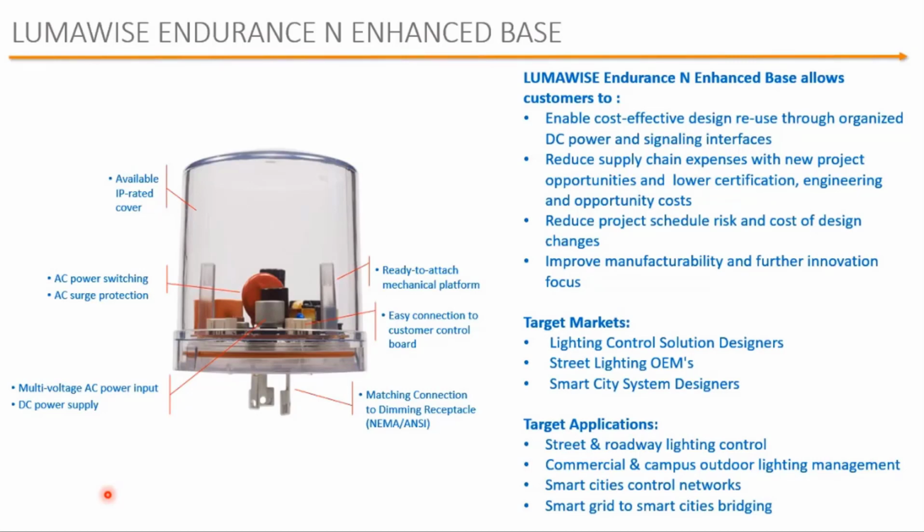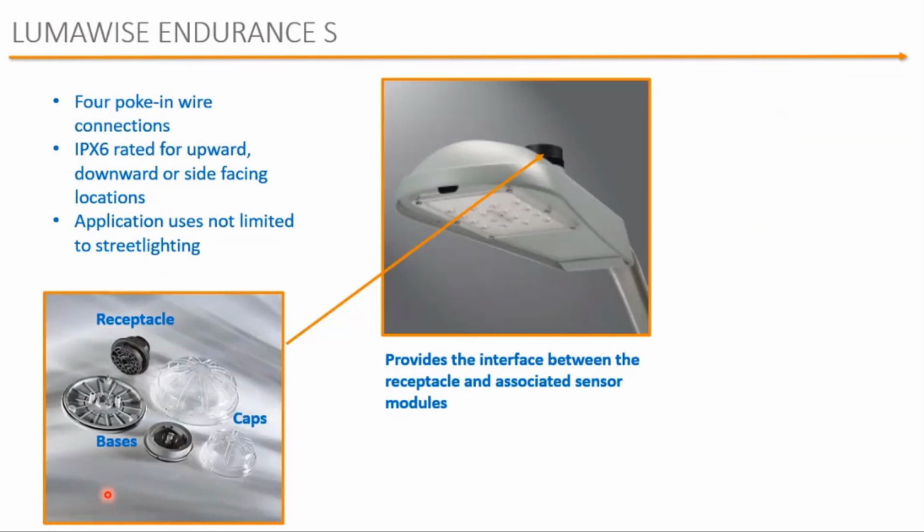The LumaWise Endurance S is for DC receptacles that accept pluggable sensor modules, basically embedded electronics that can sense, collect, and analyze data from the surrounding area. Applications are for photo controls, obviously. It's a 4-position receptacle with poke-in wires to connect. It would be placed on top of the luminaire, on top of the pole.